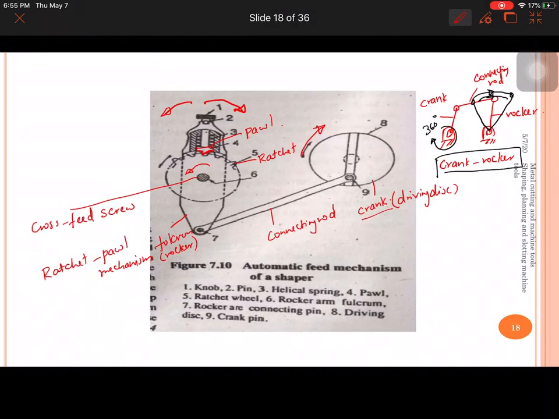And one more important point which I forgot here is how to adjust the feed movement. We can adjust the feed movement here by this crank pin. The location of the crank pin with respect to the center of these driving discs will decide the amount of feed motion given to the table. So if this crank pin is very close to the center of the driving disc, then the amount of feed given to the table is very small. If it is far away, just like shown in the figure, then we are giving a very large amount of feed to the table.